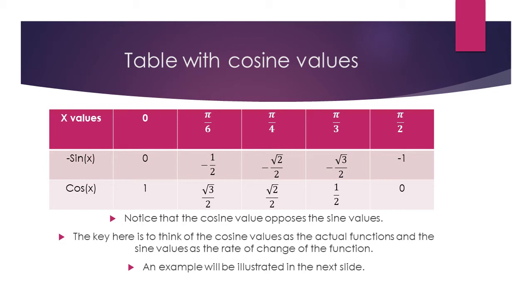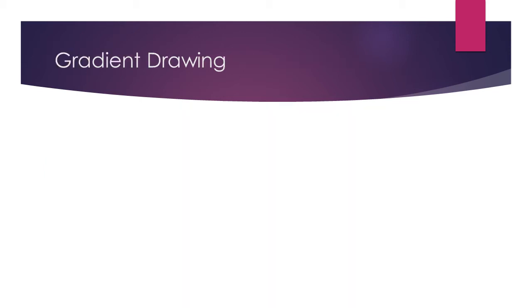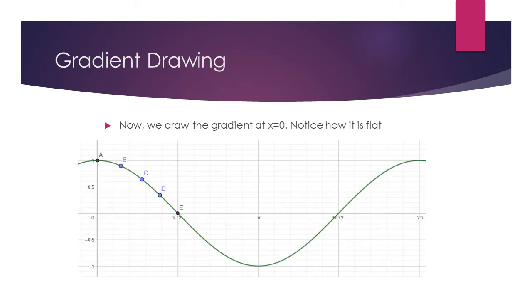But the key here is to think of the cosine value as the actual function that we're drawing, and the negative sine as the gradient, basically of how much the function changes, whether the function is increasing or decreasing. And we'll show this in the next few slides. Now at x equals 0, remember cosine 0 equals 1, which corresponds to the value of 1 at 0 here. And when we insert 0 into negative sine x, it equals 0, which makes sense because the gradient is flat, as we can see.